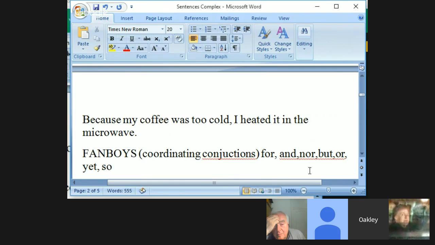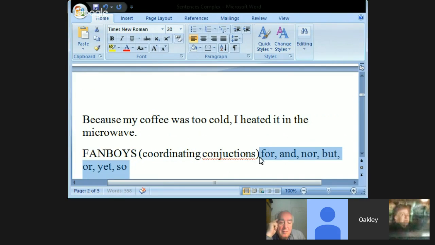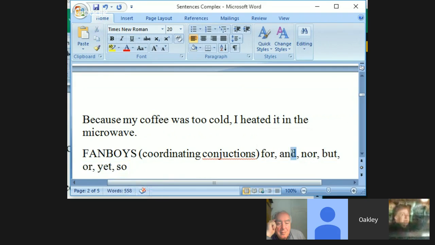Why do these act differently than other subordinators, which we use for complex sentences? Why are these used for compound sentences different? Or how are they different? You basically ignore these. They don't count, really. You ignore them when you combine two simple sentences. I like cake and she likes pie. She likes pie, simple sentence; I like cake. You join them together with and, you basically kind of ignore it.